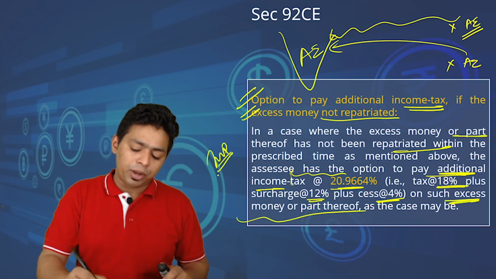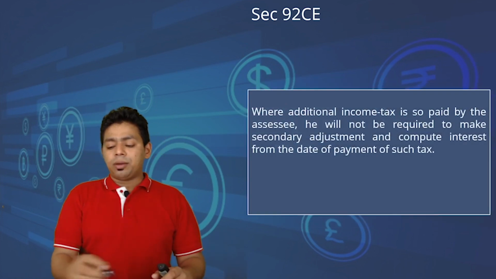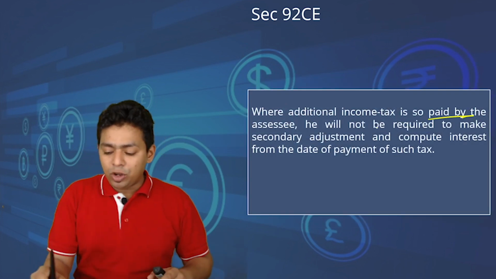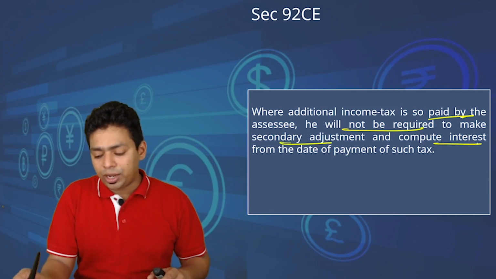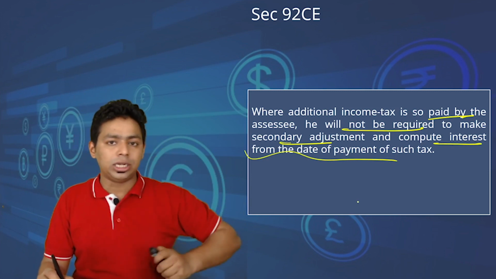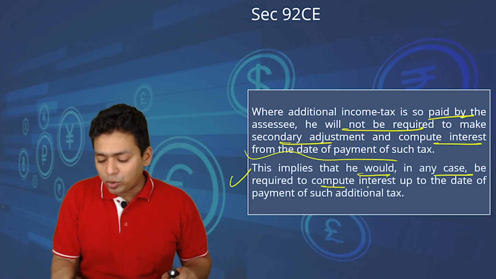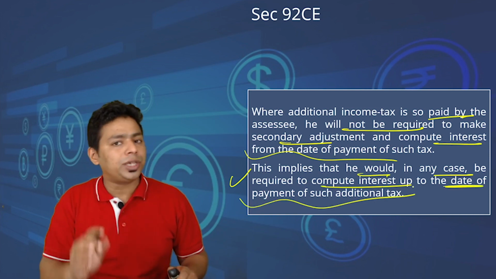Again, very important amendment of current year. Remember this. Where additional income tax is so paid, he will not be required to make secondary adjustment and compute the interest from the date of payment of such tax. Till that we have to consider the interest. This implies he would in any case be required to compute interest up to the date of payment of such additional tax.